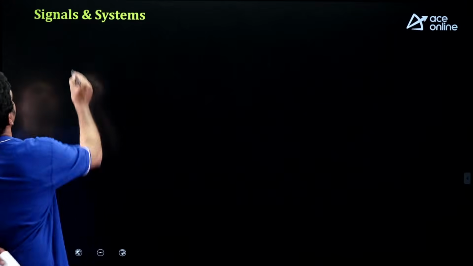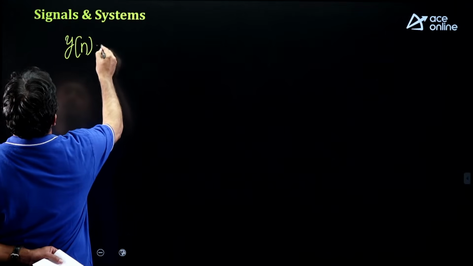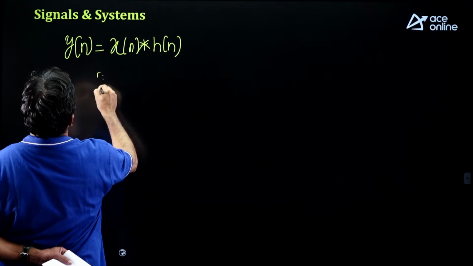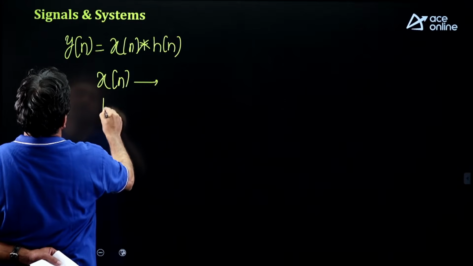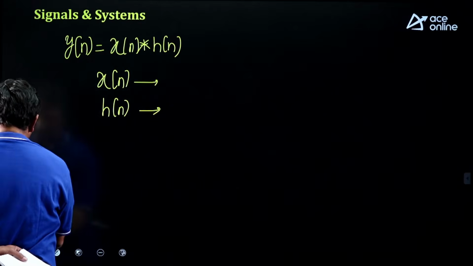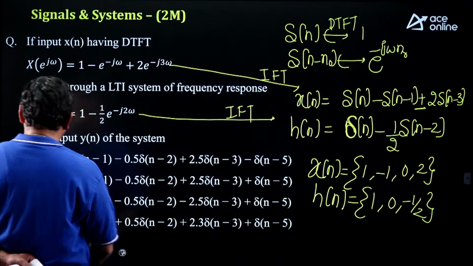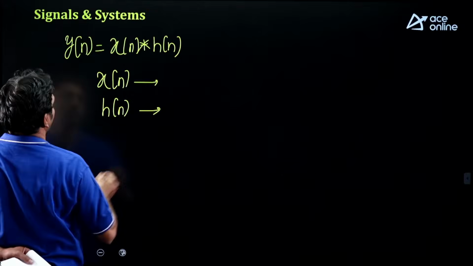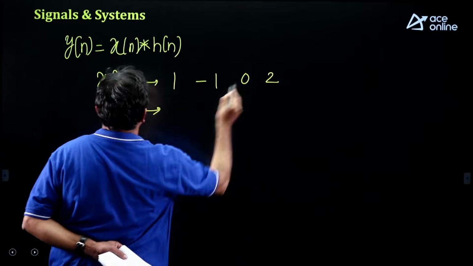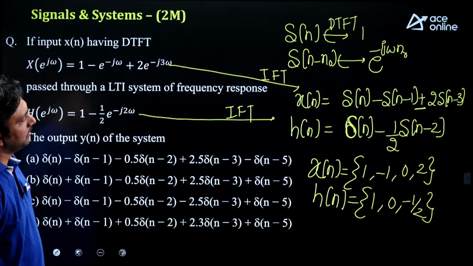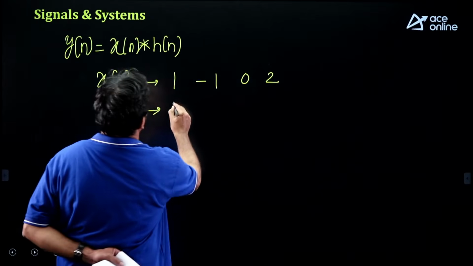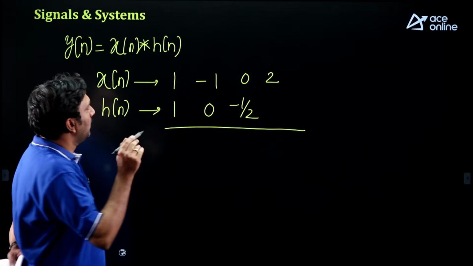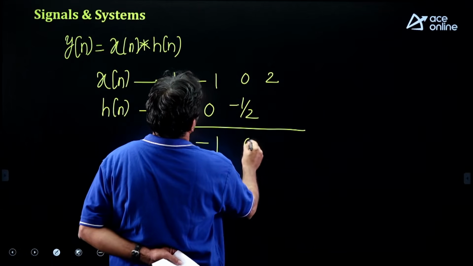Let us see how we are doing convolution of these two with a simple technique, the sum by column method. From our last slide, what is x of n and h of n data? From the last slide, sir. What is x of n samples? 1, minus 1, 0, 2. What is h of n samples? 1, 0, minus half. Do normal multiplication.